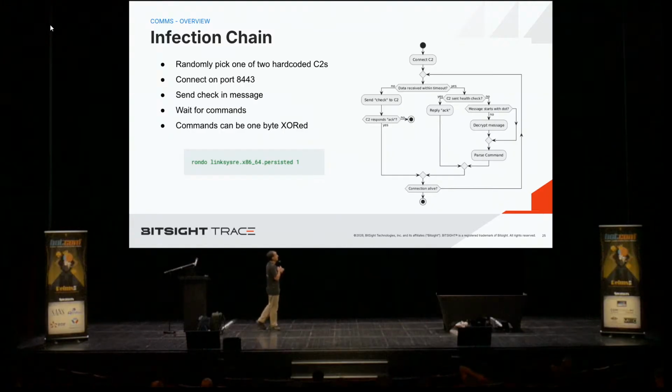If they receive some data within those 10-minute timeouts, they first check if the data is actually a health check from the C2. If they receive a check, they have to answer with an ACK, pretty straightforward, and they go back to the top. If it's not a health check message, they look at whether the message starts with a dot. This is their way of checking if the message is encrypted. And the encryption they use is just a 1-byte XOR, so pretty basic. If it's encrypted, they just XOR it with the byte. If it's not encrypted, they just parse the command.